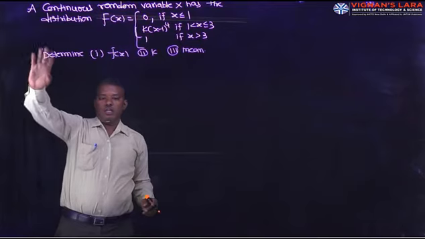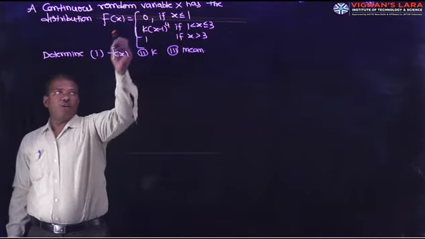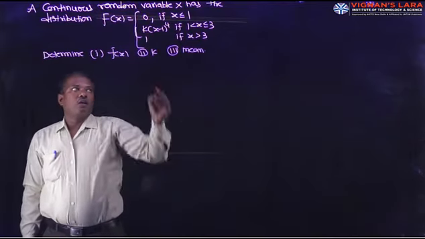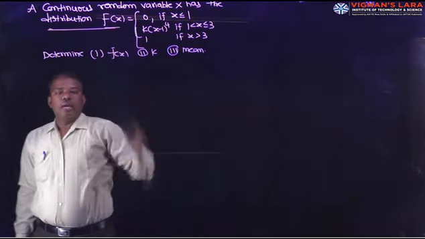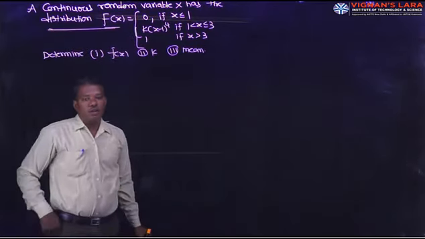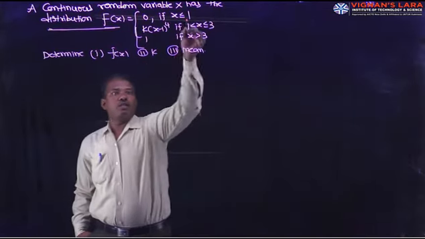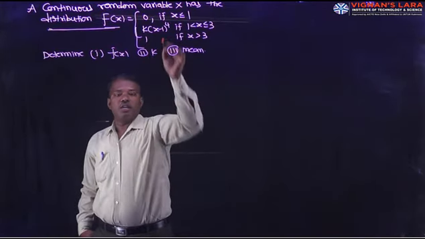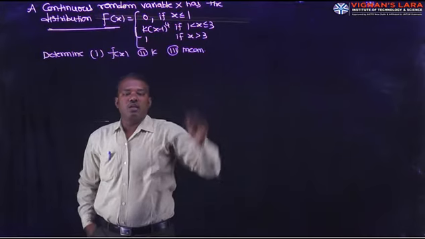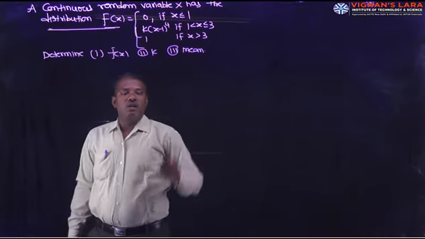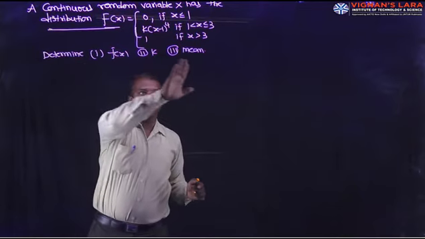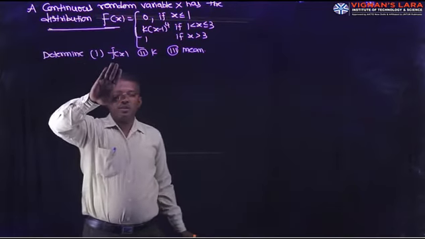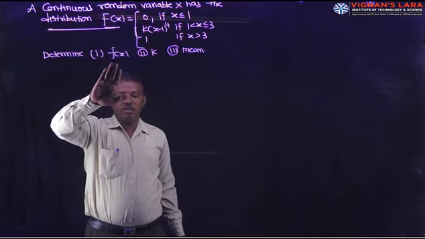Now the next problem: a continuous random variable capital X has the distribution capital F of x, not small f of x. It is 0 if x less than or equal to 1, k into x minus 1 whole power 4 if 1 less than x less than or equal to 3, 1 if x greater than 3. Determine small f of x, k, and the mean.